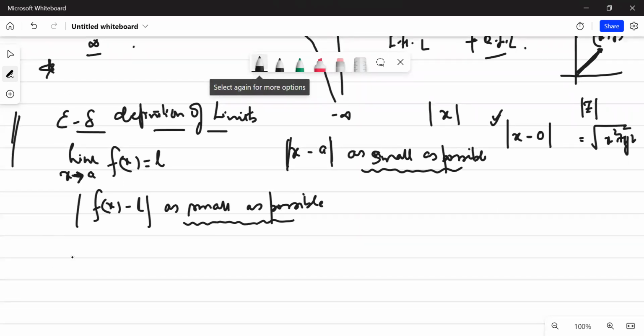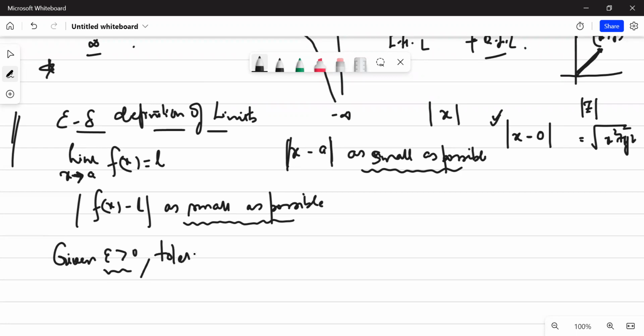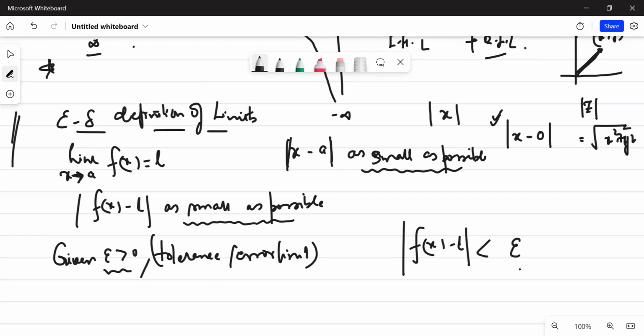The definition says that given epsilon greater than 0, epsilon will set a tolerance limit. Try to understand for now, a tolerance limit or error limit. It will set a bar. What kind of bar? If I want to make the distance of f(x) minus L as small as possible, then epsilon here is as small as you want to take it. Is that clear? So what are we saying? The distance of f(x) minus L can be made as small as possible, meaning I can write it as less than epsilon. Is that clear?